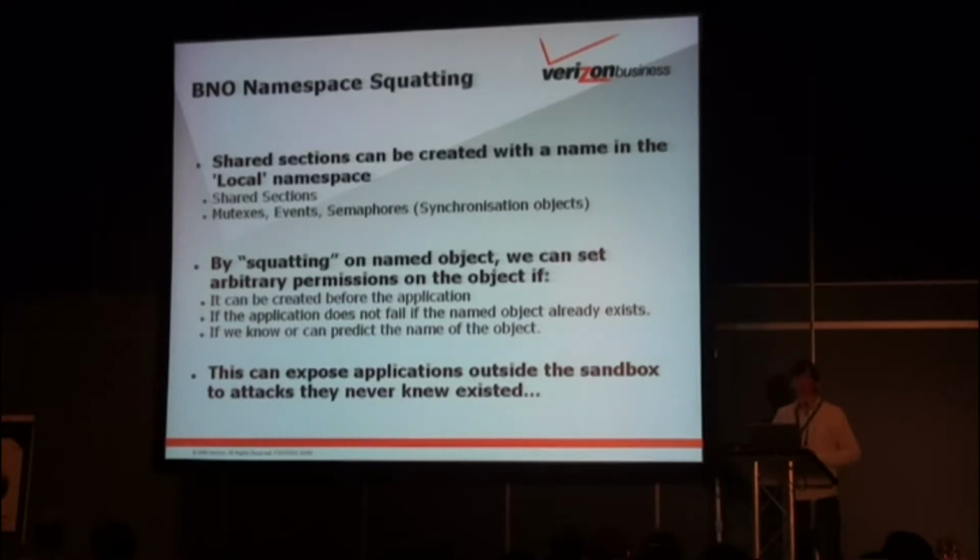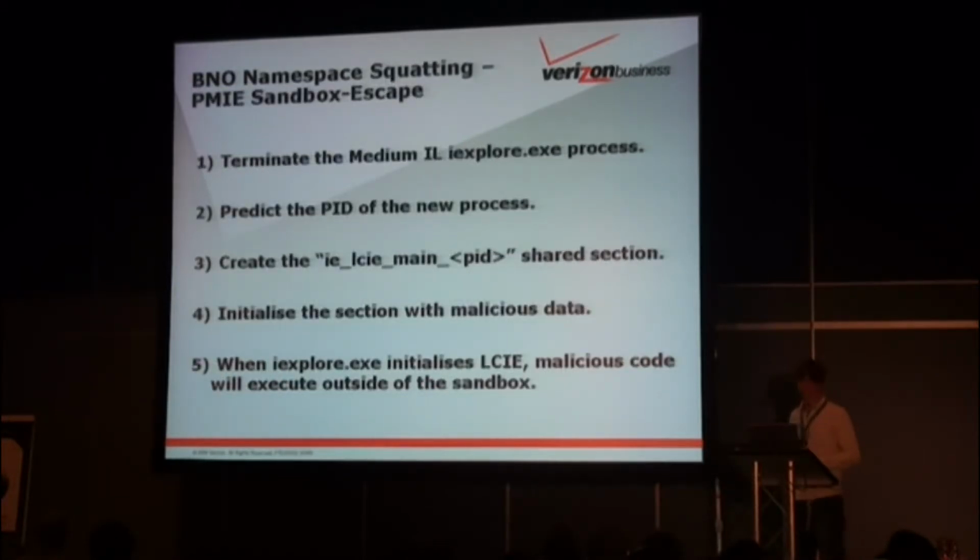There are 3 requirements for being able to perform this attack. First, you have to be able to create it before the application. Shared sections are the most interesting example because they allow us to basically input data into the application. Second, the application creating the shared section shouldn't fail if the object already exists, and normally they don't. And finally, we have to be able to predict the name of the object in advance. Then I found out that I could actually use this technique to escape protected mode IE generically.